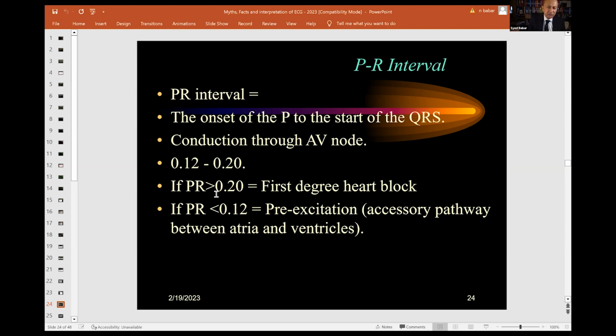If the PR interval is more than 0.2, that is 5 small squares or 1 large square, then this is called first degree heart block. If the PR interval is less than 3 small squares, which is 0.12 second, then it is called a pre-excitation phase of the P wave transmission into the AV node.